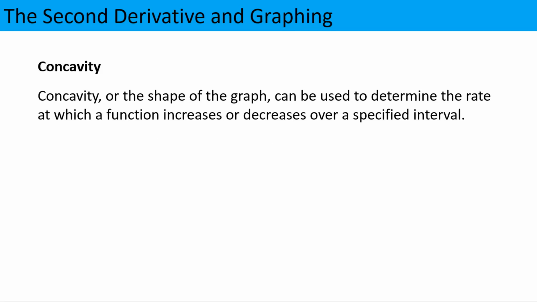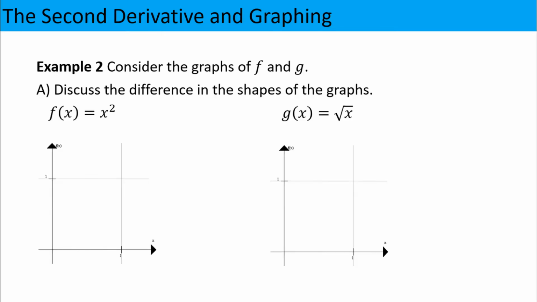Concavity. Concavity, or the shape of a graph, can be used to determine the rate at which a function increases or decreases over a specified interval. That is, concavity gives the rate of change of the rate of change. Example, consider the graphs of f and g. A. Discuss the difference in shapes of the graphs.